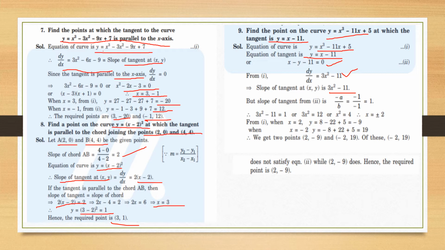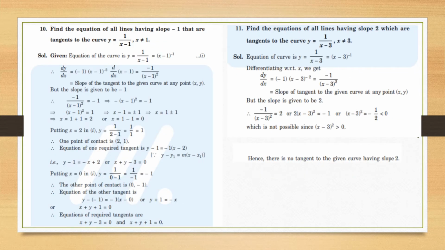Since this is the equation of the tangent at the point on the curve, the slope of the tangent is the same as this one. So I get 3x squared minus 11 equal to 1, which gives me x equal to plus or minus 2. When x is 2, I'll calculate y from my equation, and y turns out to be minus 9, and when x is minus 2, it turns out to be 19. So the points are (2, minus 9) and (minus 2, 19). But we can check that (minus 2, 19) is not satisfying my equation number 2. So the required answer is (2, minus 9).